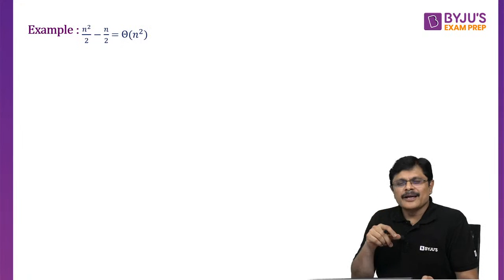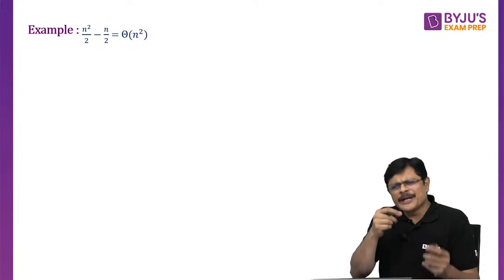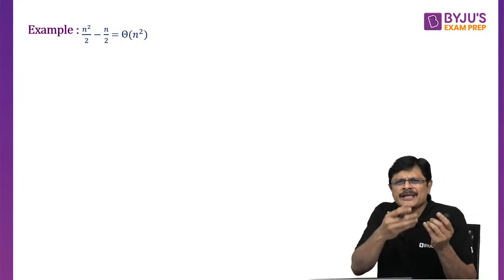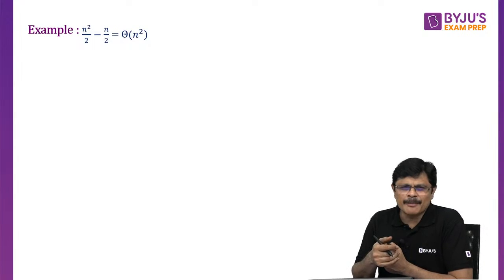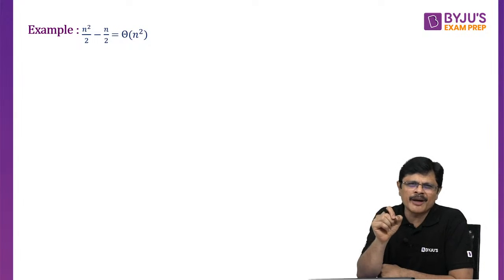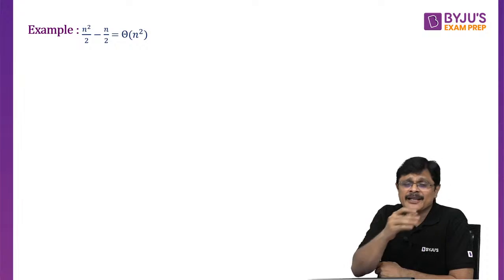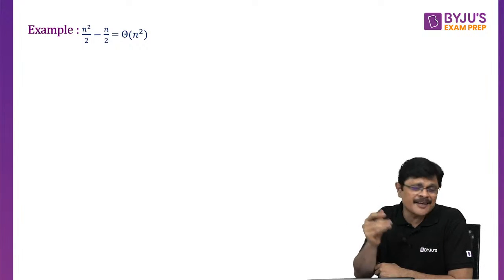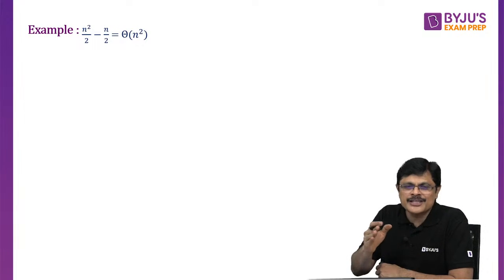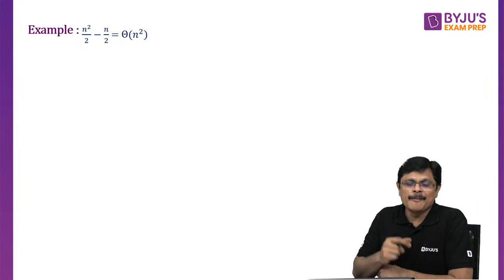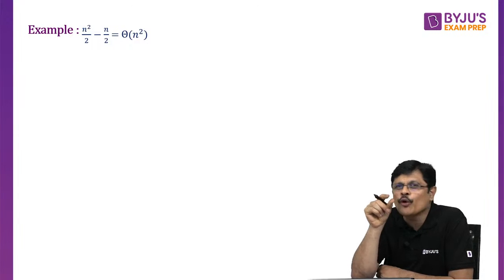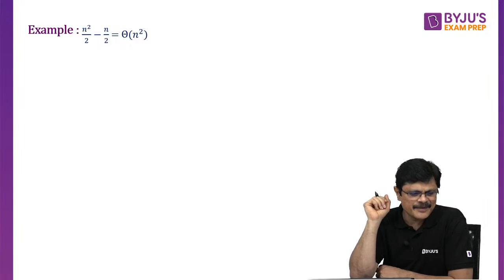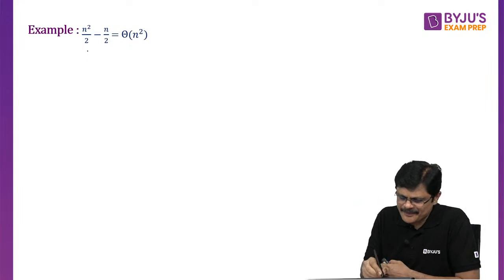Of course, in these examples we need to find c1, c2, means we need to fix c1, c2 values, and accordingly find the value of n0. But I'll give you a beautiful limiting formula with which we can verify very quickly whether the given function is big theta of another function or not. First, let us see this general methodology, then we'll go for the limit method, because that limit method also helps you in understanding small o and small omega notations. Am I clear? So let us see this.